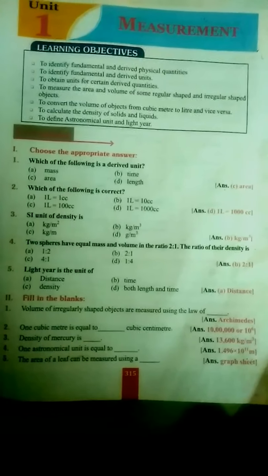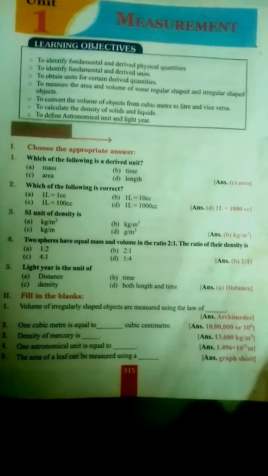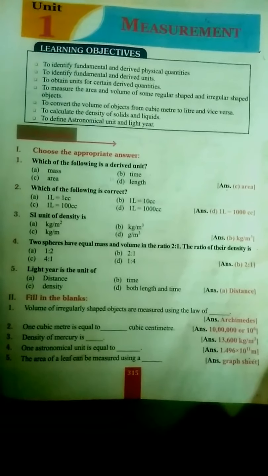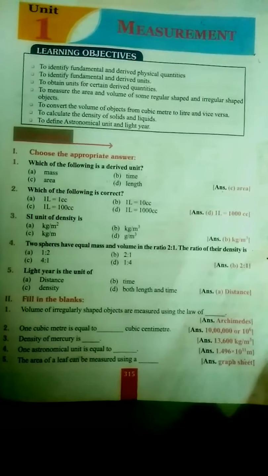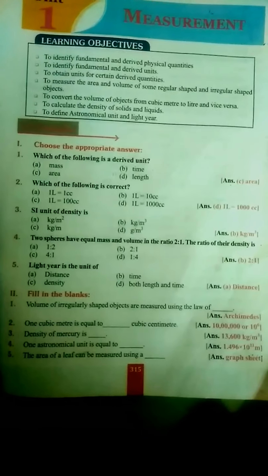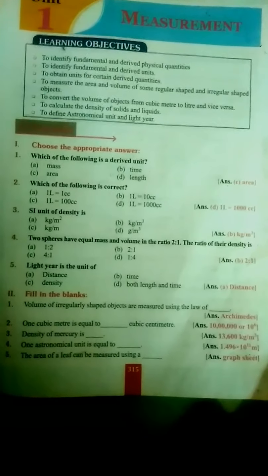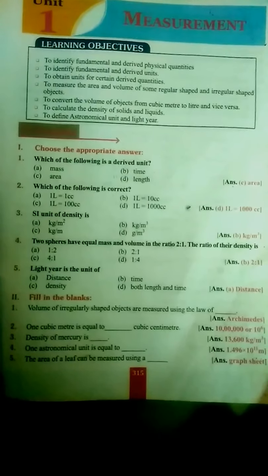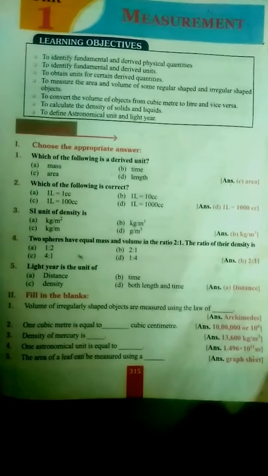Answer is 10 lakh, or 10 power of 6. The density of mercury is 13,600 kilogram per meter cube, it is a constant value. One astronomical unit is equal to 1.496 × 10^11 meter. The area of a leaf is measured using graph sheet only.